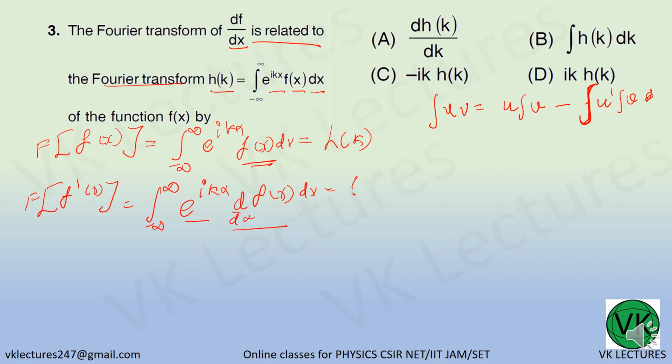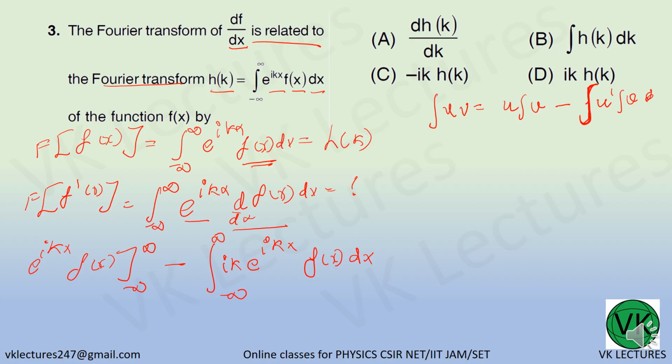Now for that, let us write u as e power ikx, and integral of v is nothing but f of x, from minus infinity to plus infinity, minus the integral of the derivative of u. The derivative of e power ikx is nothing but ik into e power ikx, into f of x dx, from minus infinity to plus infinity.